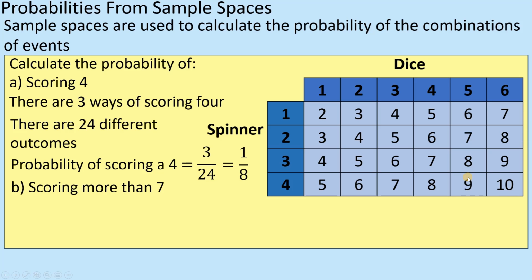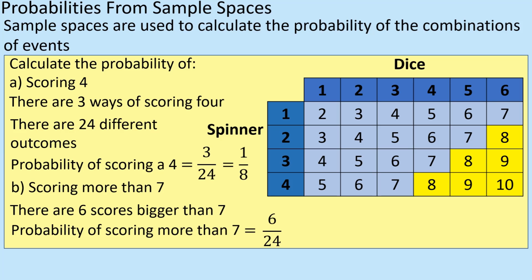So what's the chance of getting more than 7? Well, what I'm looking at is how many ways of getting more than 7. So there's this bottom right-hand corner here. There are 6 possible ways of getting more than 7. And therefore it's 6 out of 24. I've simplified, that's going to be 1/4. So that is a probability from a sample space.